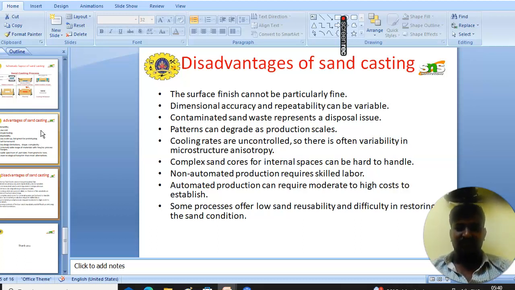Complex sand cores for internal spaces can be hard to handle. Non-automated production requires skilled labor. Automated production can require moderate to high cost to establish. Some processes offer low sand reusability and difficulty in restoring the sand condition.